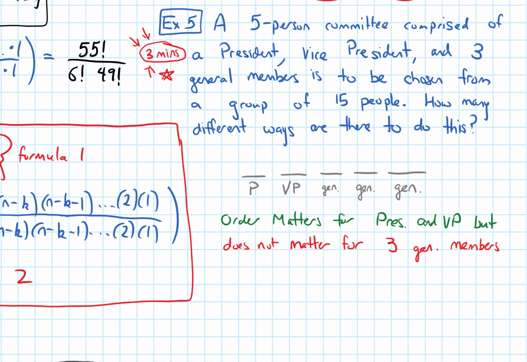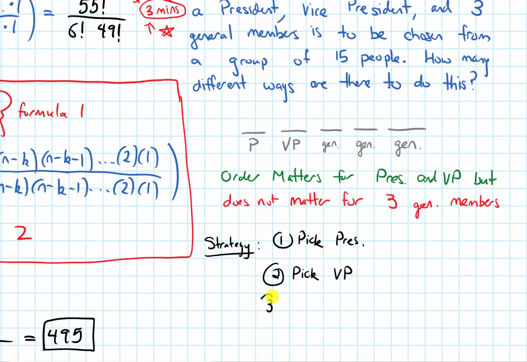Okay, so thinking about our strategy for this question, let's do this in a few steps. First, let's pick the president. So who's going to go in that first slot? Then we can pick the vice president. So who's going to go in that second slot? And then let's collectively do the general members. So pick the 3 general members.